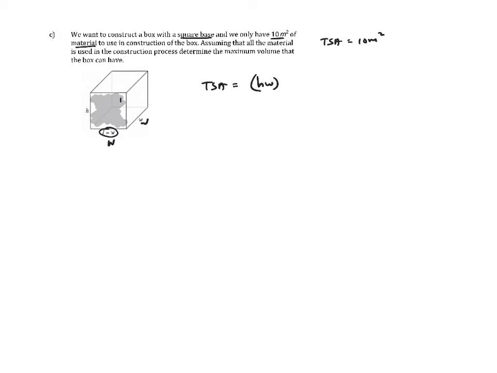There's going to be that one, and that one, and that one, and that one, right? So there's going to be 4 of them, plus, of course, that square base, and that one is plus W squared. So the total surface area is going to equal W squared plus 4HW. We know we only have 10 meters squared there, so that's W squared plus 4HW.